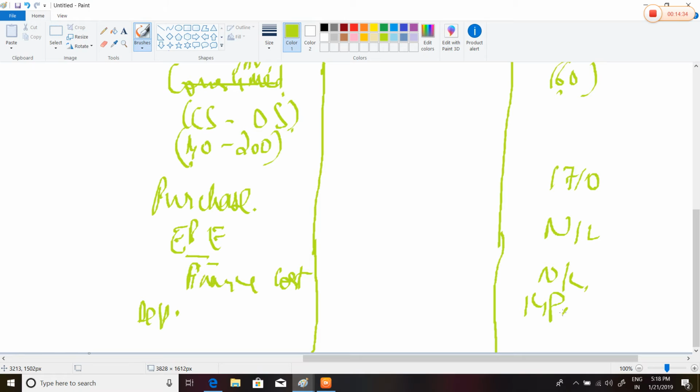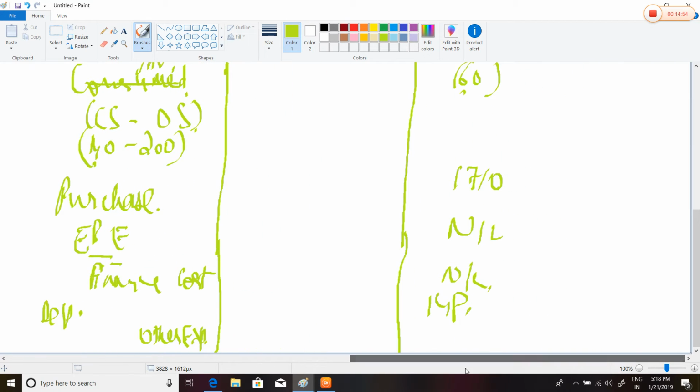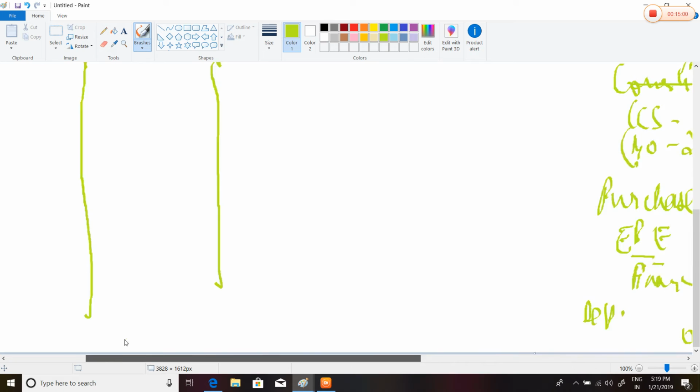Then, sorry, depreciation. Then other expenses, you have to write here other expenses. The notes to accounts for other expenses will be made here. Okay, now let's deal with the other things also.